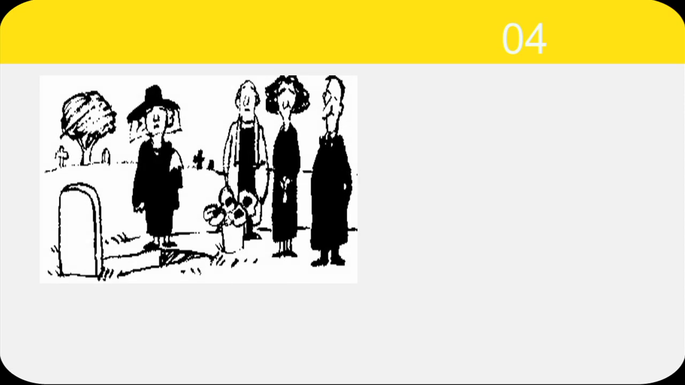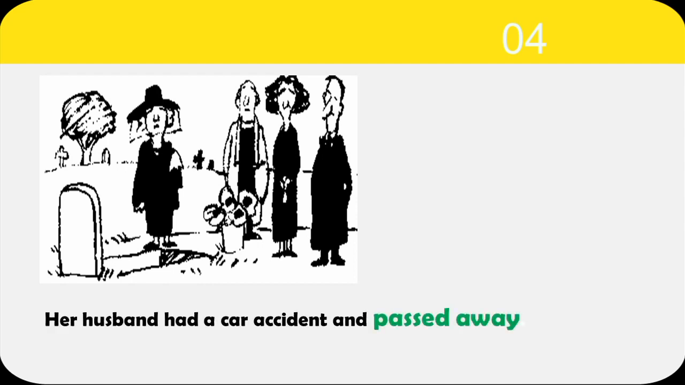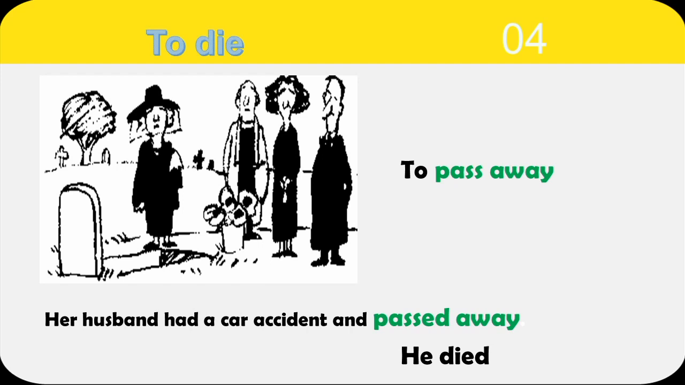So this fourth example is about this sad family, especially the lady in black. She looks very sad and very desperate because she lost her husband. Her husband died in a car crash. So we can say that her husband had a car accident and passed away. So he died. And the phrasal verb we used is to pass away, which has the meaning of to die.